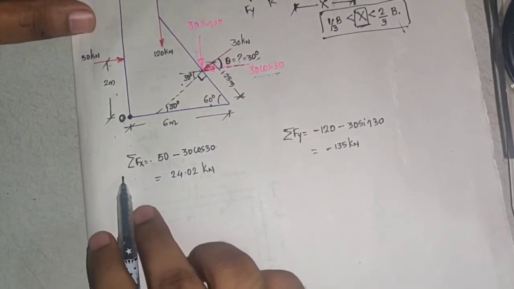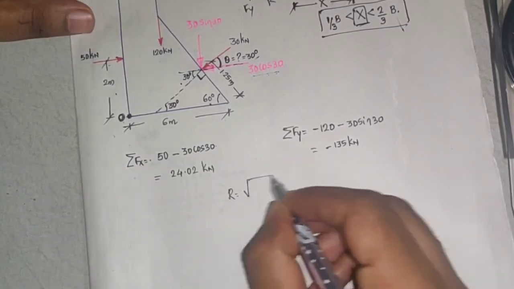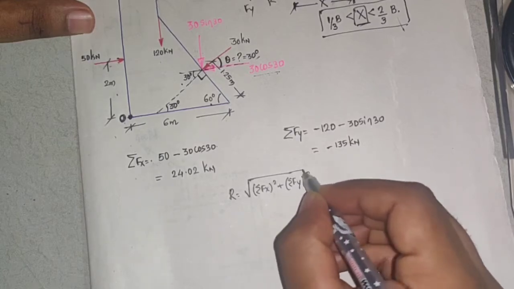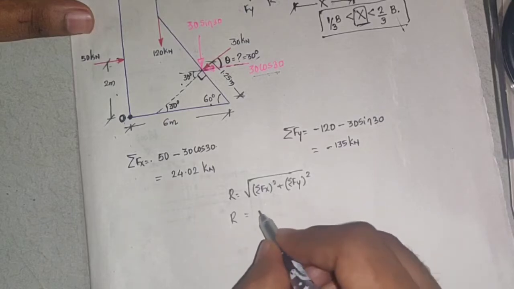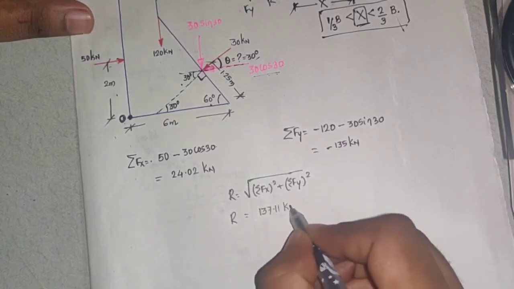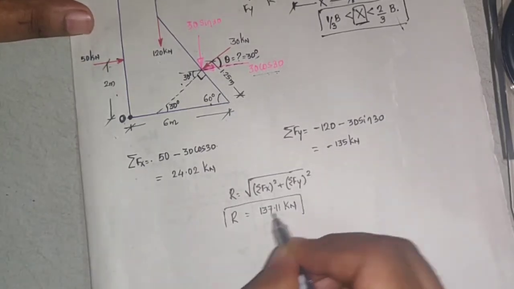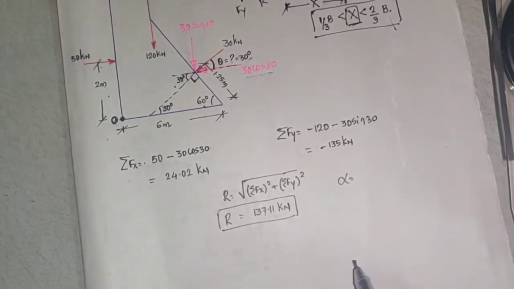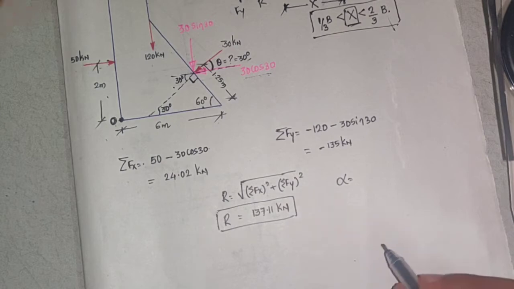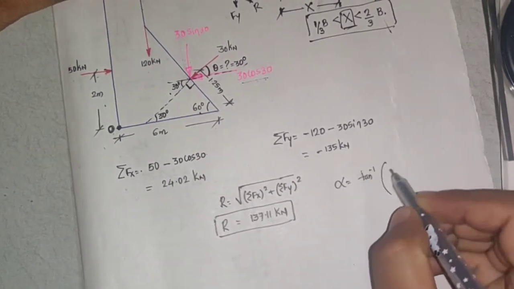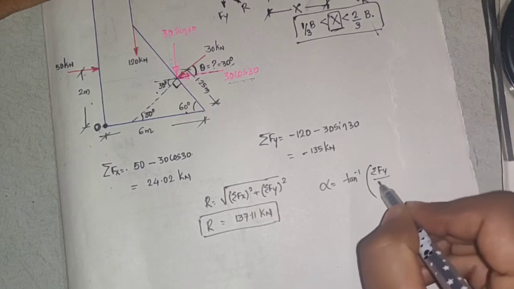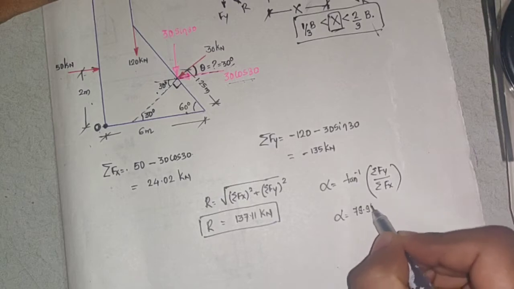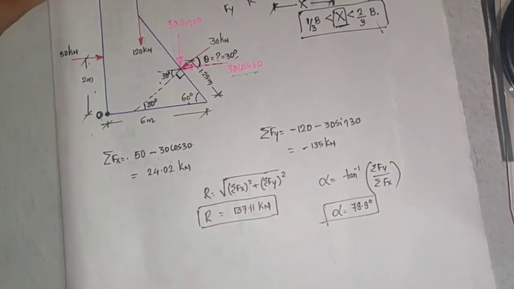Now that I have got Fx and Fy, I'll calculate the resultant. The resultant is the square root of summation Fx squared plus summation Fy squared. Then I'll get the value of R as 137.11 kilonewton. Now we have to calculate alpha. The value of alpha is tan inverse of summation Fy by summation Fx. So we'll get alpha as 79.9 degrees. So we got these values.